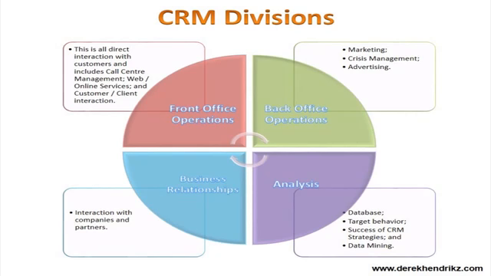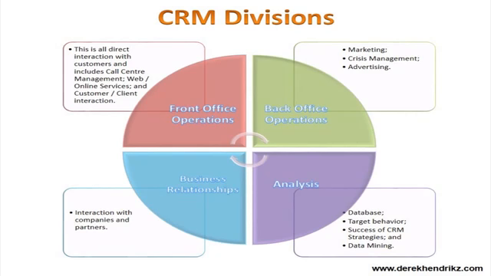Now let's have a look at these four dimensions. The front office operations is the most important part of CRM. This is where customer meets organization. All direct interaction where there's a customer meeting the organization is a front office operation. So whether the customer calls a call center, is on the web, busy with an online service, or whether there's direct client-customer interaction, this is a front office operation. That's your high-risk part of CRM. That's where the rubber hits the road.